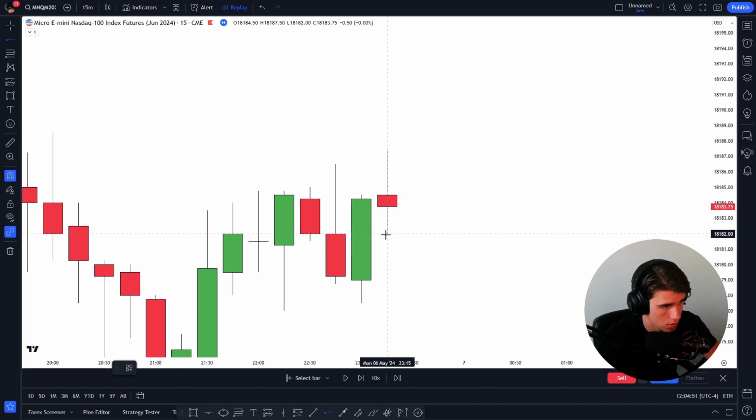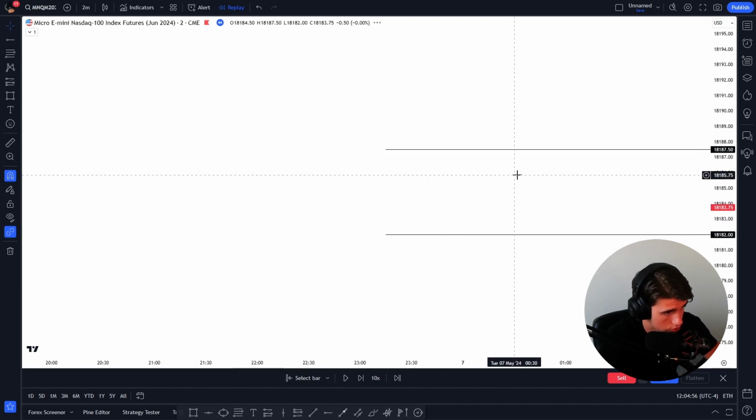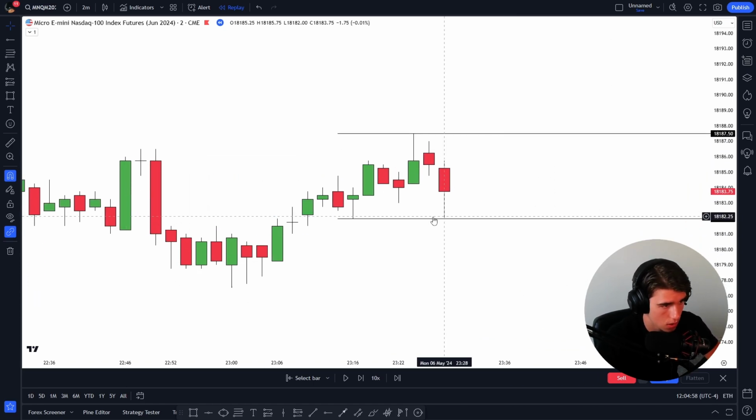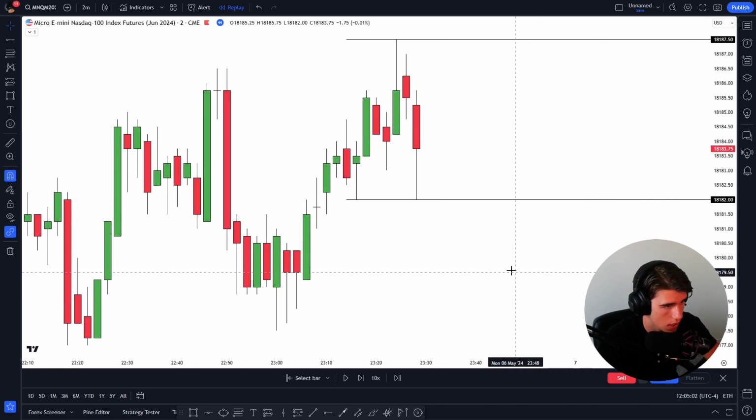We have another 15-minute candle here, right? Low, high. Let me go to a 2-minute time frame. This is the low of the range. This is the high of the range. I'm still expecting higher prices as of this moment.